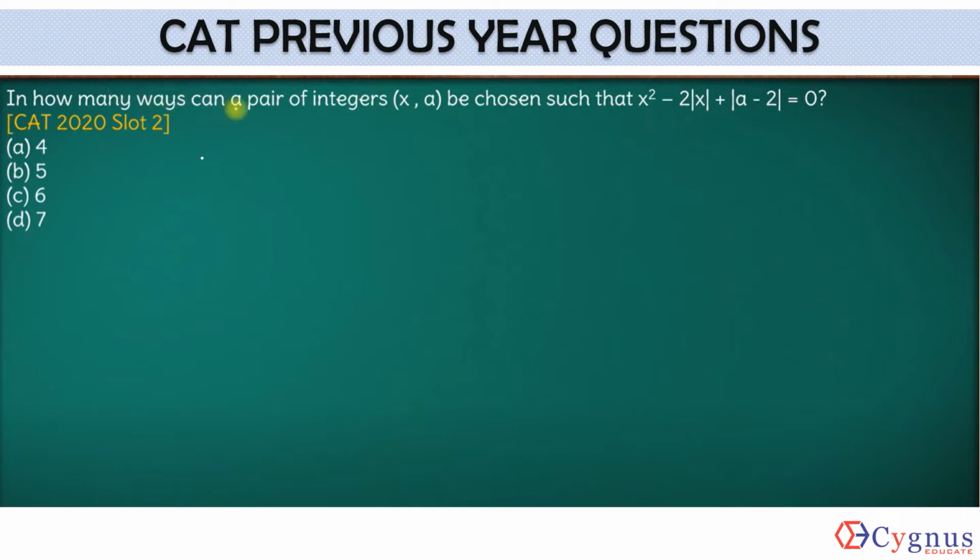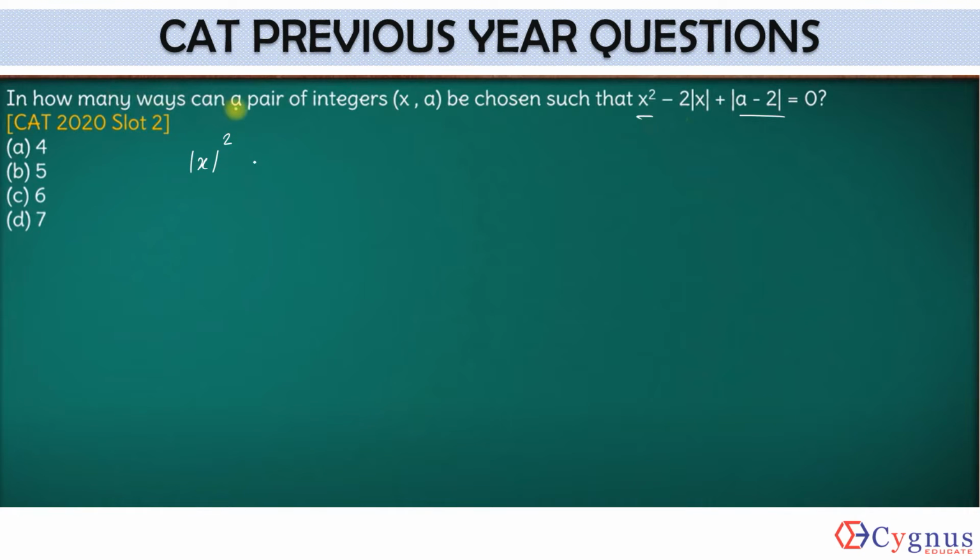In how many ways can a pair of integers x comma a be chosen so that x square minus twice of mod x plus mod of a minus 2 is equal to 0? I can say that this term will always be positive. Similarly, this will always be positive. Now let's try to write it like this.